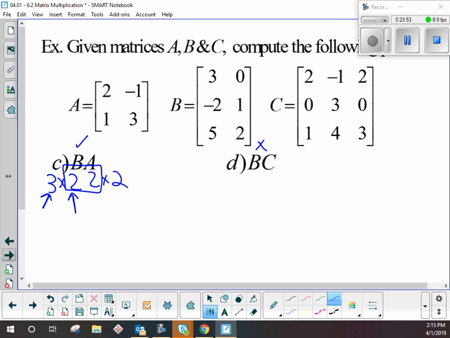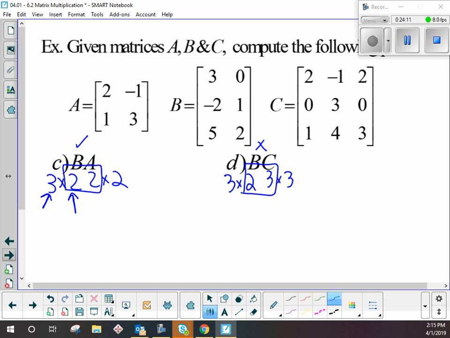And then the reason why this problem isn't going to work is B is 3 by 2 again, and C is 3 by 3. And those don't match. So we won't be able to do the dot products because we will run out of corresponding entries. They won't match up.